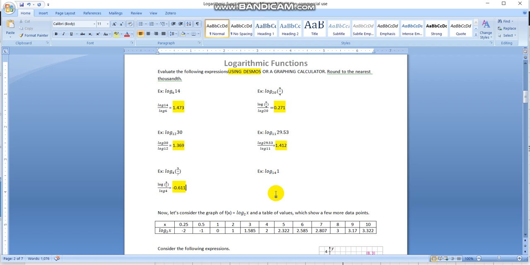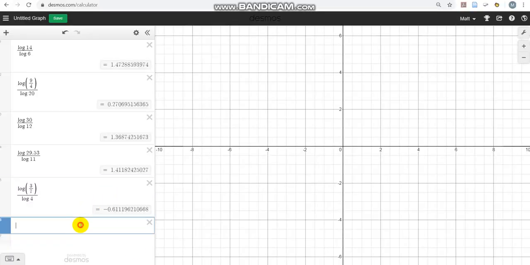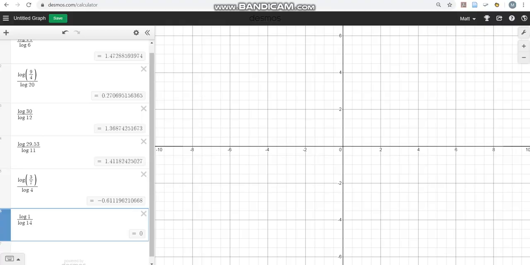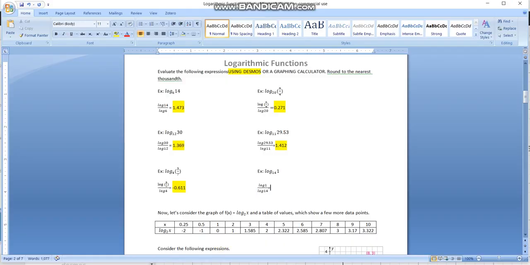And then we have this one. Log base 14 of 1. Same idea. This is going to be log of 1, and the bottom here is going to be 14. If I just type that in, log of 1 divided by log of 14, that's going to be 0.